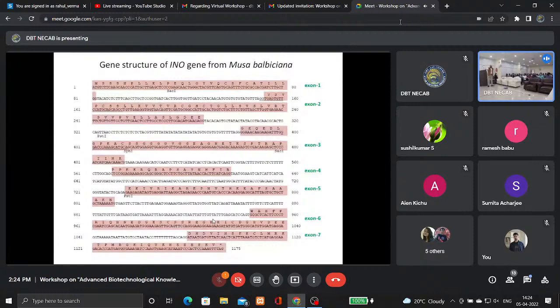If you can see, this is the first exonic region, this is the second exonic region, this is the third exonic region, 4th, 5th, 6th, 7th. So 7 exonic regions were present in our particular gene.